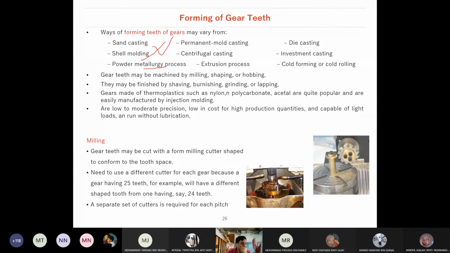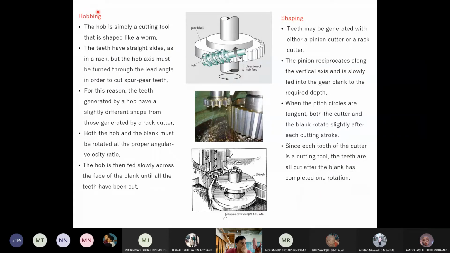So this is about milling. Milling is where it cuts along the way, the teeth. I don't think I need to go into too much detail. Now this is hobbing. This is a hob, and this is a blank. The hob is like a worm, so when it passes, it cuts the teeth. That is what hobbing means.